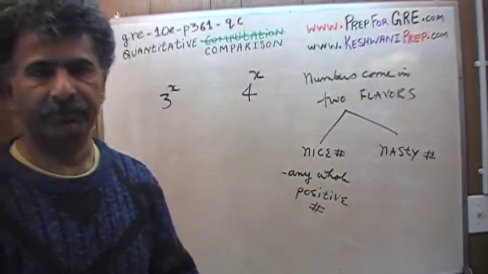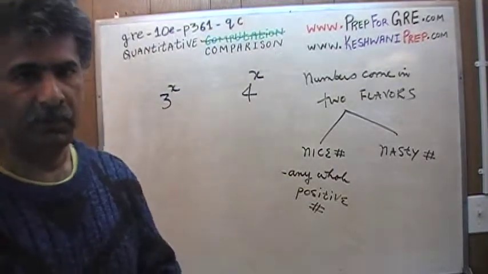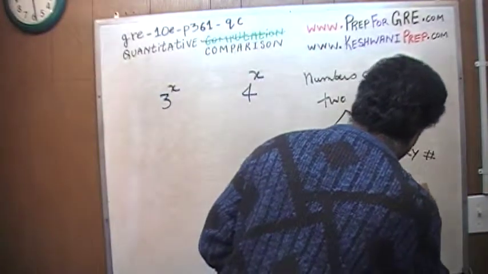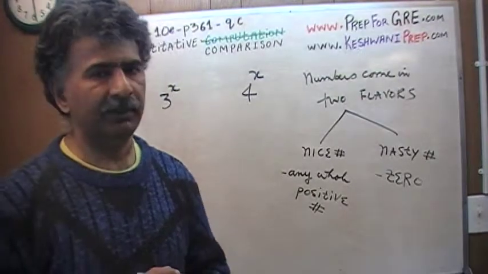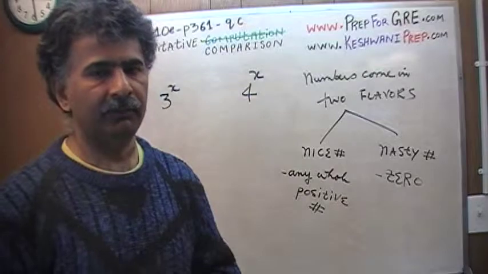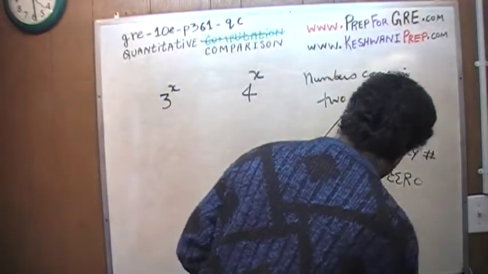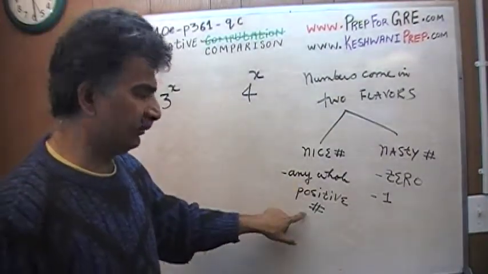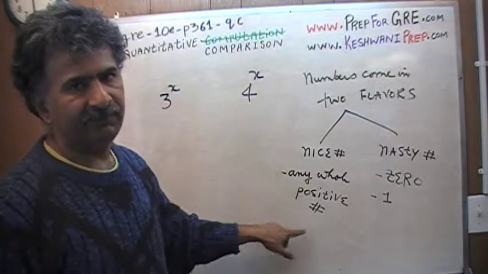What are nasty numbers? Nasty numbers also come in 4 distinct flavors. The nastiest of all is 0. You must always contemplate 0, because 0 is a very tricky number. Weird things, unpredictable things happen when we start dealing with zeros. The next nasty is 1. So 1 does not appear here, it's the only exception. Any whole positive number except 1, because 1 is also nasty.